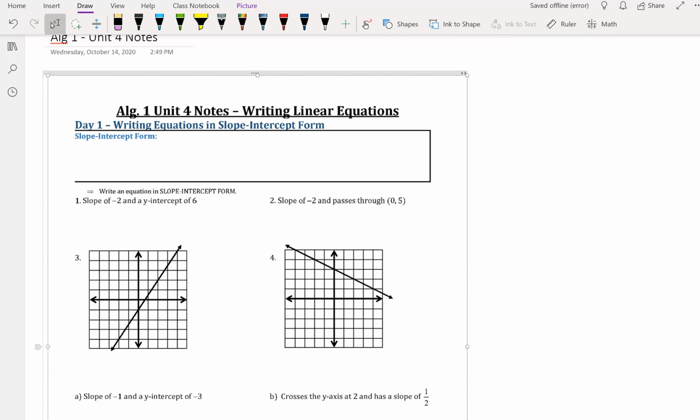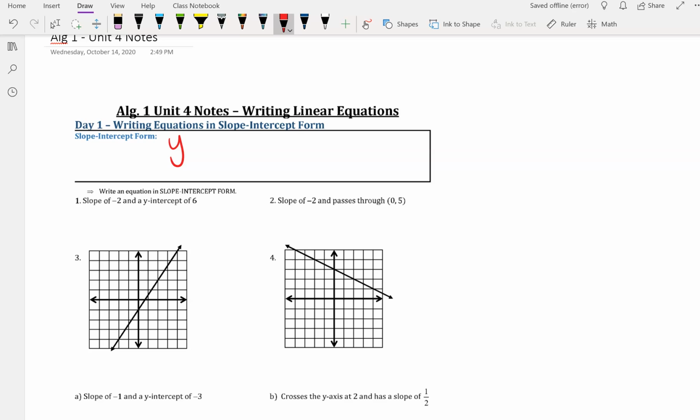Day one is on writing equations in slope-intercept form. And slope-intercept form should sound familiar from last unit. Remember, slope-intercept form is y equals mx plus b. So you should have that memorized still.